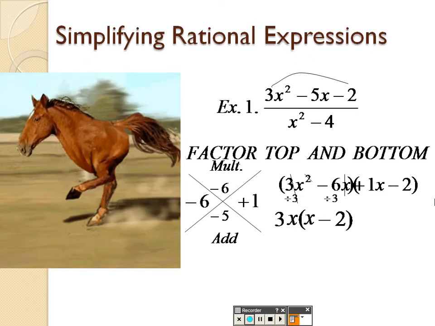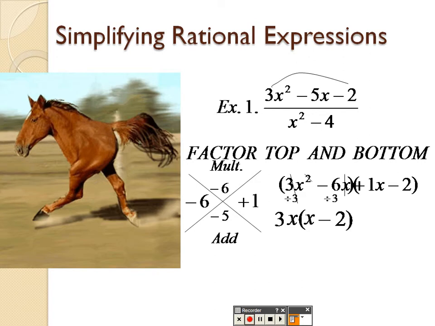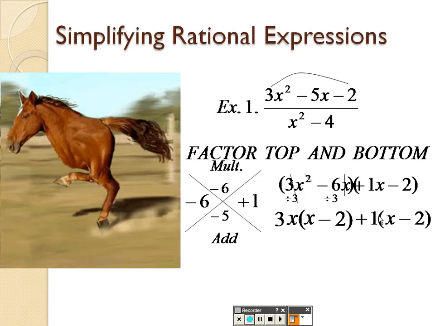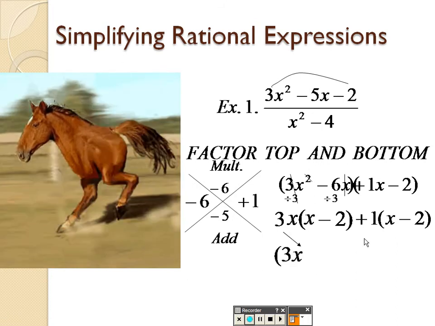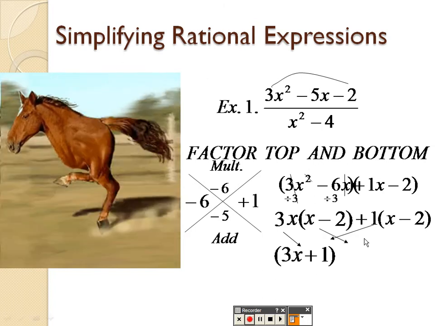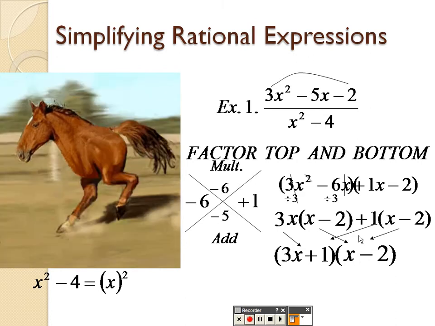But remember, I told you when you're factoring by grouping, even though you're factoring by grouping, you need to make sure that you at least pull something out. So since it already is what we want, we're going to pull out a positive 1 and have an x minus 2 there. So when I combine those together, I get a 3x plus 1 and an x minus 2. That's what the top is. So I factor the top, and that's what the top is.